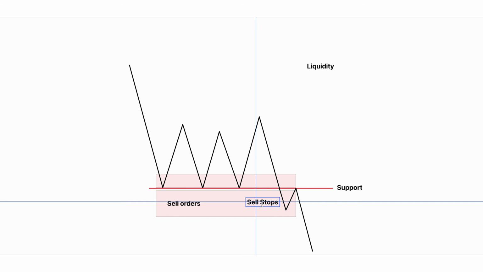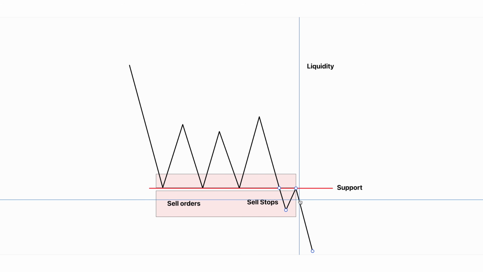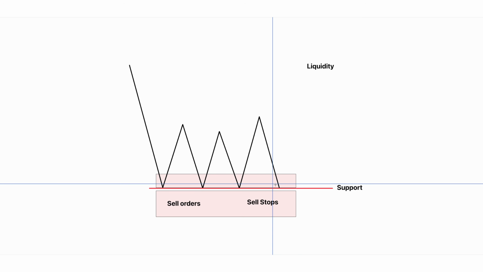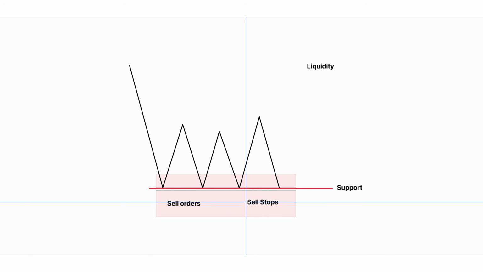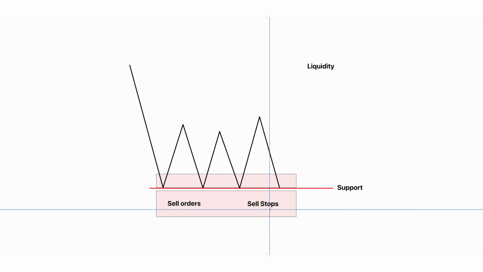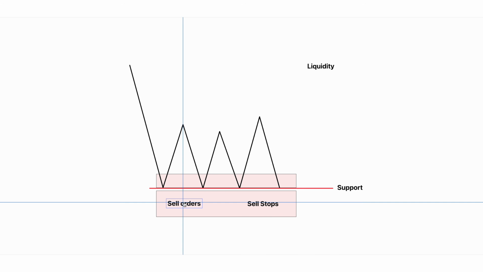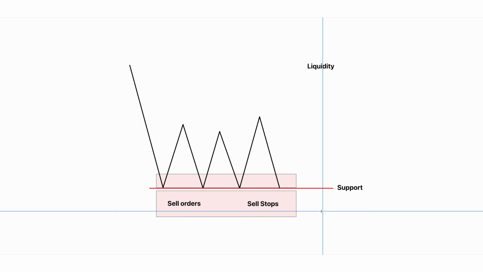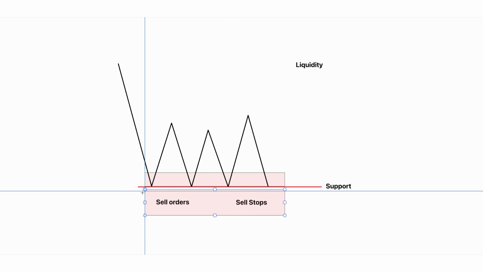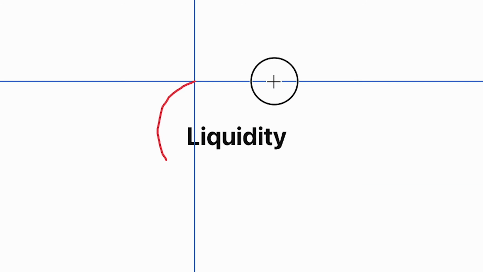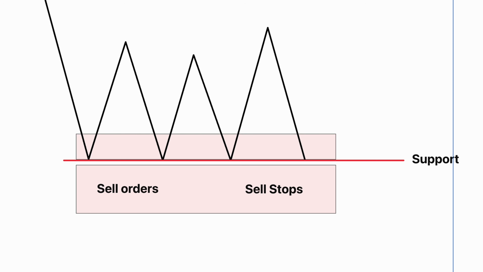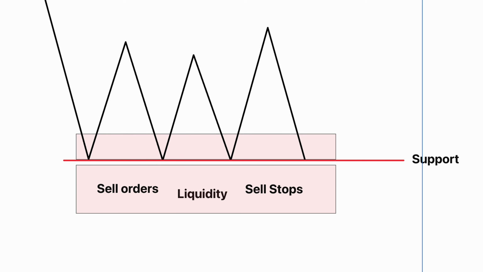They will have sell stops, which is an automatic order that will trigger you into a sell trade when a level has gone. So now we have lots of sell orders in the form of sell stops and lots of sell orders in the form of stop losses, basically creating a large pool of orders. Now these orders are referred to as liquidity. So down here, we have a lot of liquidity.